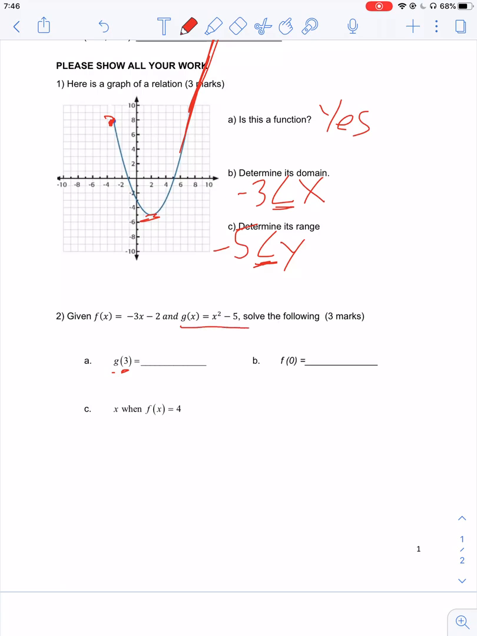I have to look at this function and replace the x value by 3. So this just becomes 3, right? I'm just replacing x by 3. So instead of x squared, I'm going to have 3 squared minus 5, right? So this is just equal to 9 minus 5, which is equal to 4. Okay, so this was the answer that I was looking for.